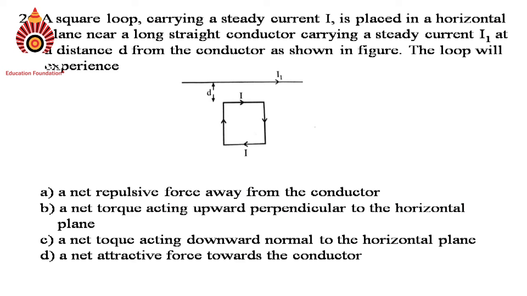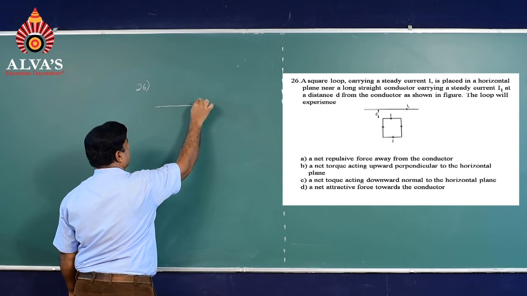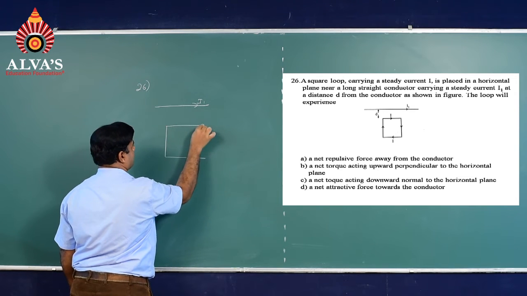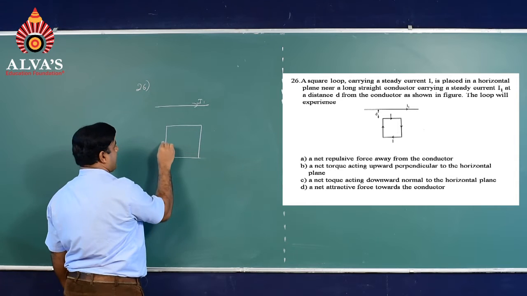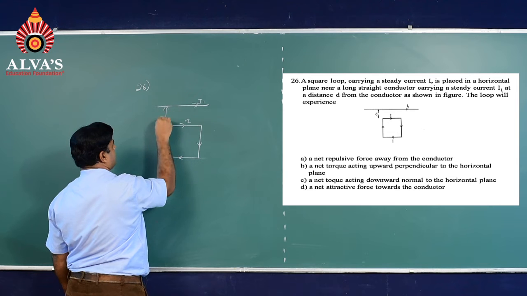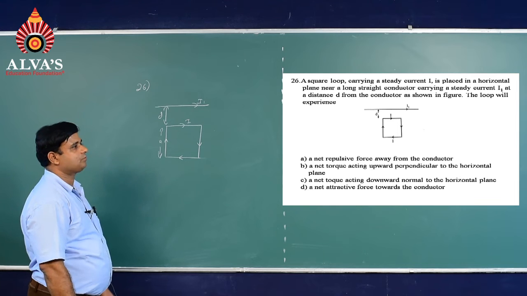A square loop carrying a steady current I is placed in a horizontal plane near a long straight conductor carrying a steady current I1 at a distance d from the conductor as shown in the figure. The loop will experience. There is a straight conductor carrying current I1. There is a loop carrying current I. Distance, this is nothing but d, this is nothing but the side of the given loop.